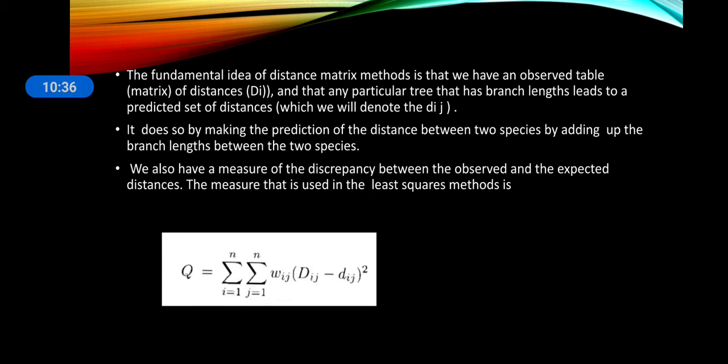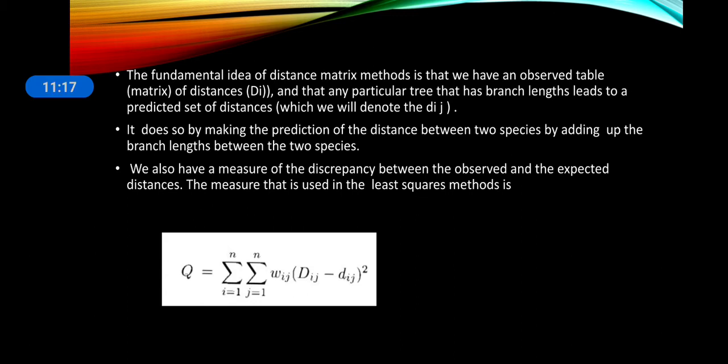So the distance matrix method will have an observed table or matrix of distances, that is Dij, and any particular tree that has branch lengths leads to a predicted set of distances, which we will note as dij. So the distance is predicted by adding up the branch lengths between two species. If you add the branch lengths between two species, you will get the distance between those two species, and then you will calculate the distance between another two species. Likewise, you will make a matrix.